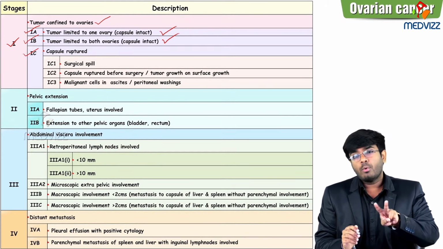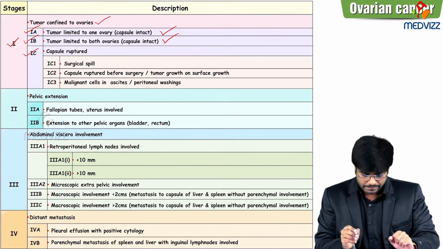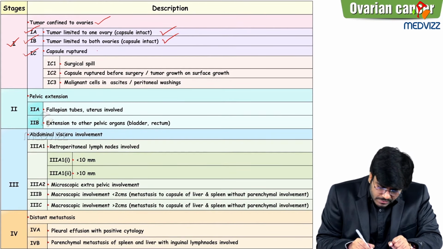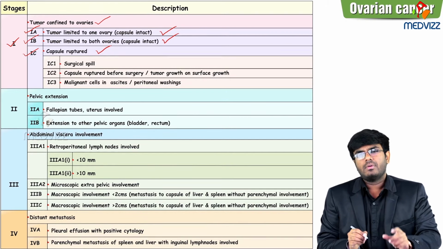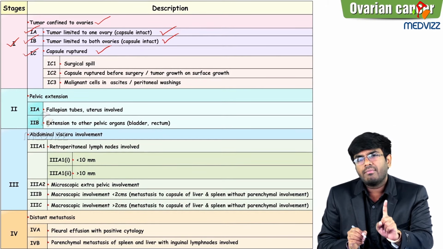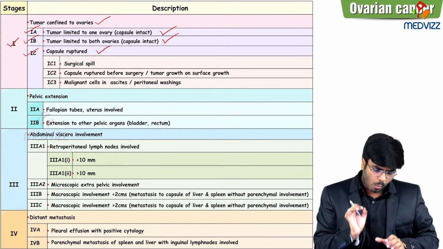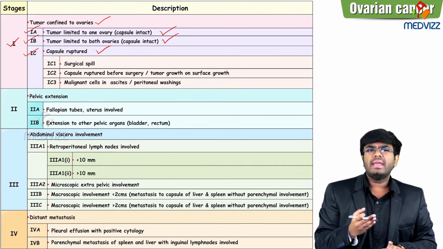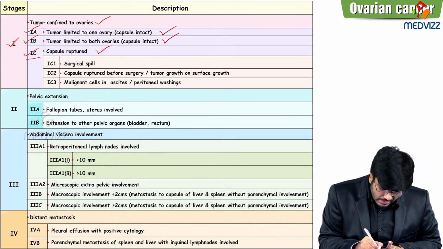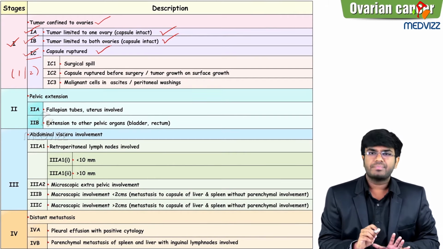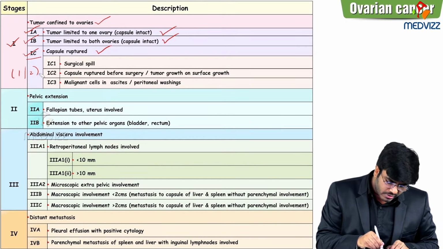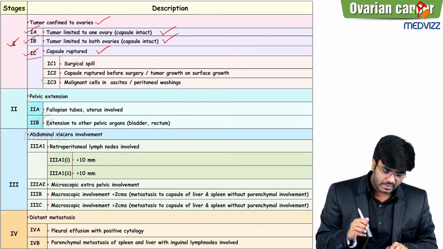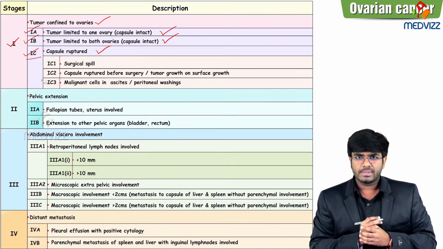1B, both the ovaries are affected, capsule is intact. 1C, the capsule is ruptured. 1A, only one ovary. 1B, both the ovaries, but in 1A and 1B, the capsule is intact. 1C, the capsule has ruptured. See, it can be 1A, it can be 1B. What do I mean by 1C? Whether there is involvement of one ovary or two ovaries doesn't matter. Once the capsule is ruptured, you are going to 1C. Now here 1C, when the capsule is ruptured.